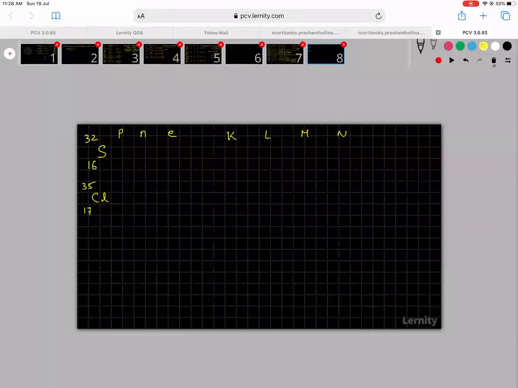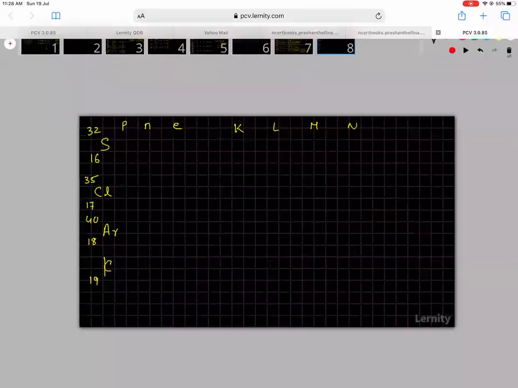After chlorine is argon. Argon is 18 here and 40 here. After argon is calcium. I'm sorry, after argon is potassium. Potassium you have 19 here and you have 39 here. Then you have calcium. Calcium you have 20 here, 40 here. So for each of these, please try to write it down by yourself.